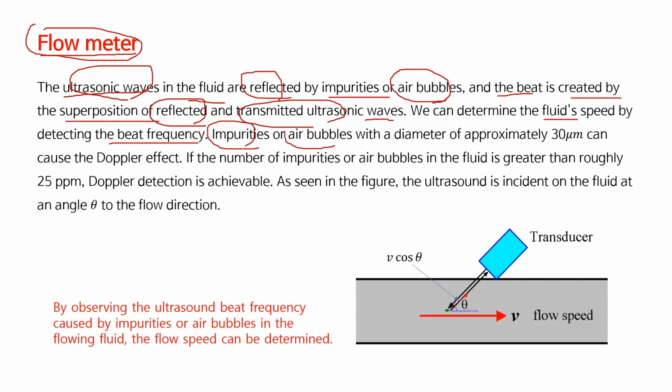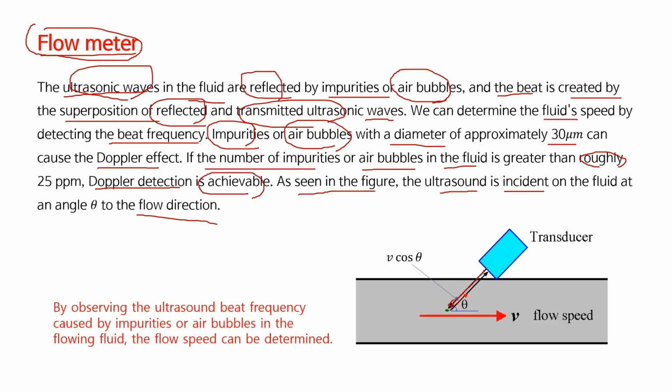Impurities and air bubbles with a diameter of approximately 30 micrometers can cause the Doppler effect. If the number of impurities or air bubbles in the fluid is greater than roughly 25 ppm, Doppler detection is achievable. As seen in the figure, the ultrasound is incident on the fluid at an angle of theta to the flow direction.